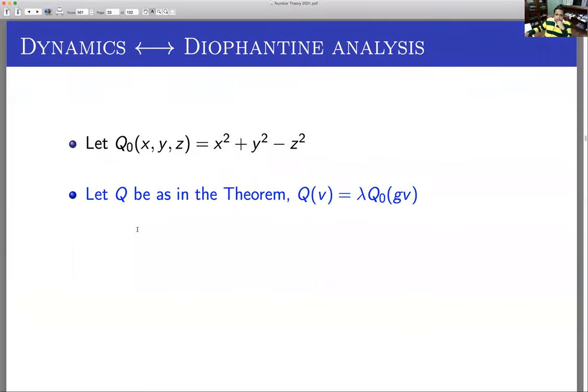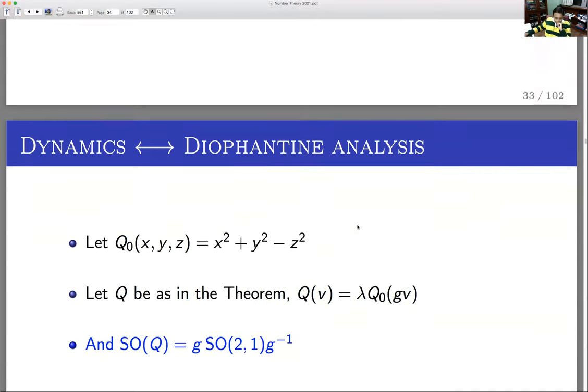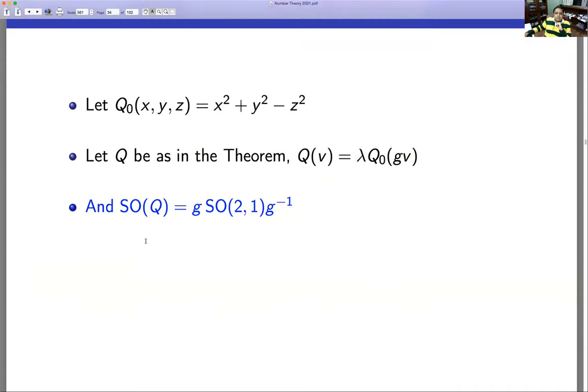And let Q be as in Oppenheim's conjecture. So Q is some irrational, indefinite, three-variable quadratic form, okay? So we're going to write Q in terms of Q naught. So Q can be written as some lambda times Q naught composed with G, where G is some matrix in SL3R, all right? So the stabilizer of this quadratic form is just going to be the conjugate of SO21 by this matrix G.